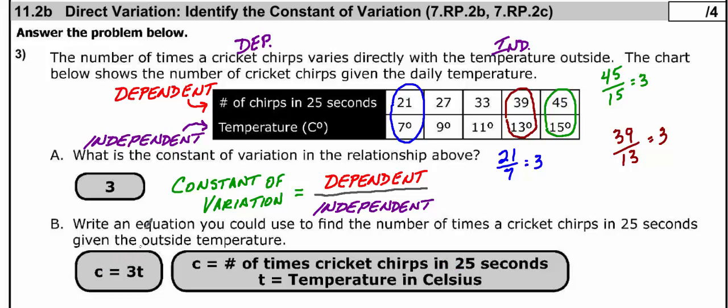Here's our formula. It says write an equation you could use to find the number of times the cricket chirps in 25 seconds. Well, the chirps equal 3 times the temperature. And we saw that in our table. 3 times 7, 21. 3 times 9, 27. 3 times 11, 33, and so on.